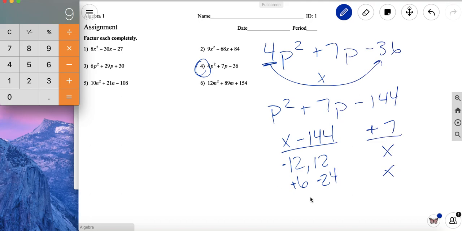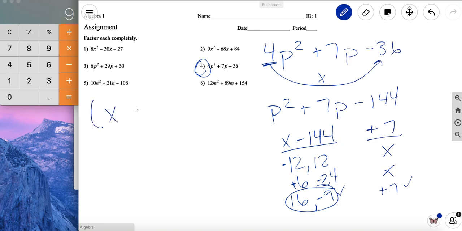16 and 9. Let's see, if this one was a negative, combined we get a negative 7, right? So we're close, but we want a positive 7. So the only little thing we have to change, we make that a negative, right? Multiplied together, we get a negative 144, check. Add it together, we get a positive 7, check. Winner. 16 and negative 9.